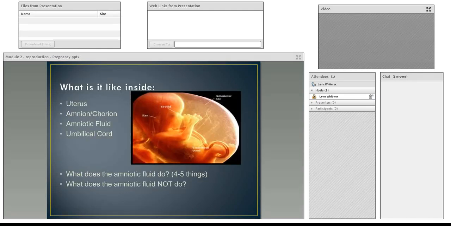This is what it looks like inside if you're to look at the baby in his little bubble there. There's the amnion and the chorion, and you can see the outline of the baby, and you can see the umbilical cord.